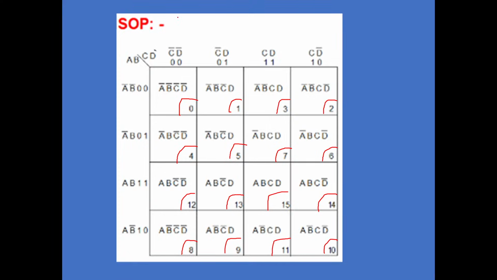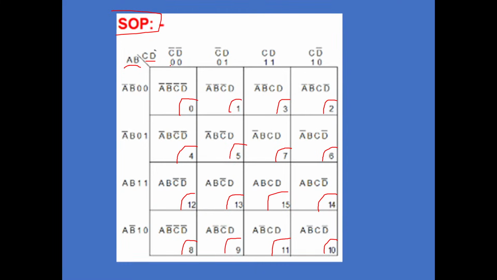So this is sum of the product. Similar to the previous case. Here total 4 variables are there. So write AB on one side, CD on the other side. A, B, C, D. Total 4 variables.